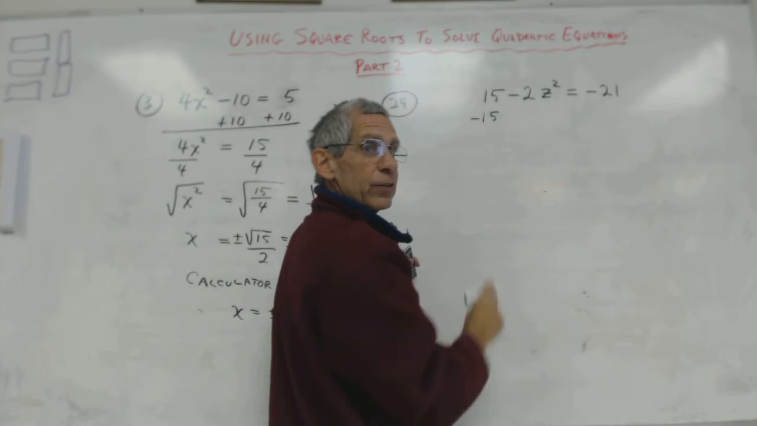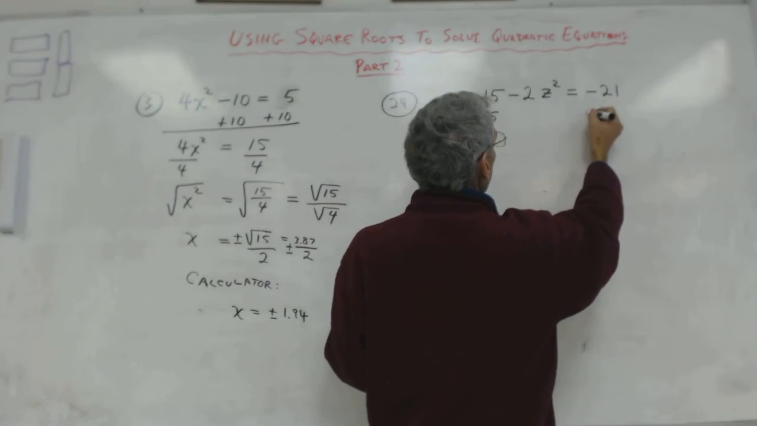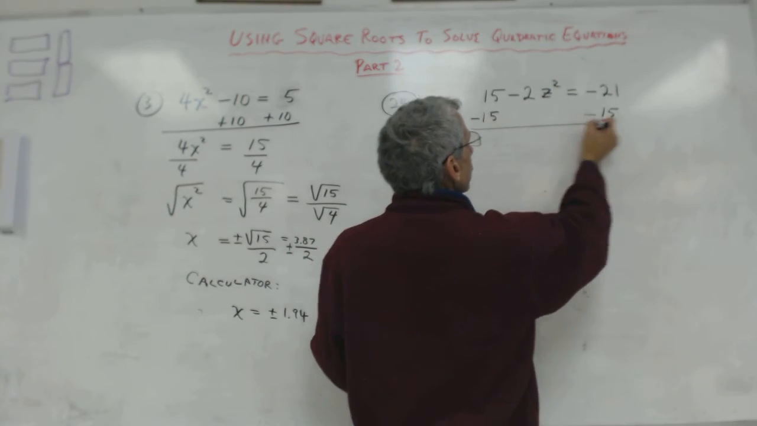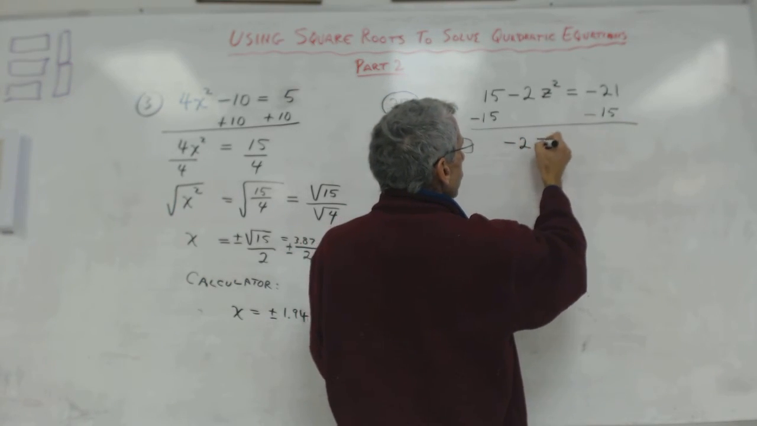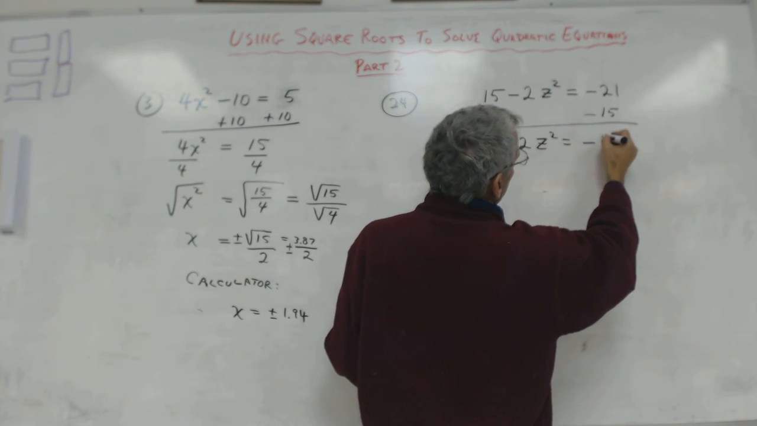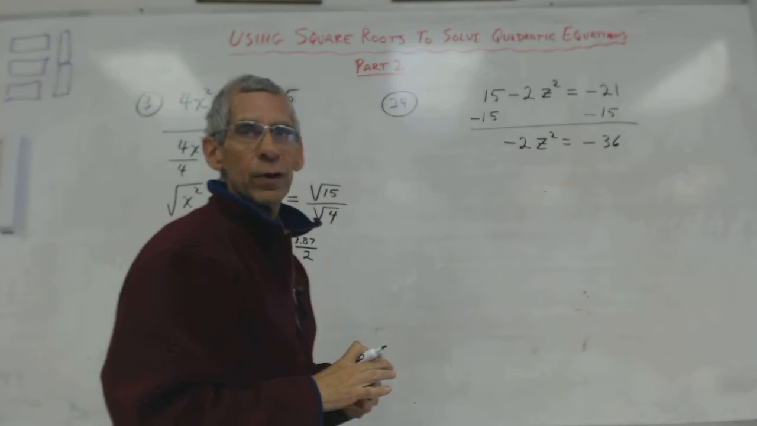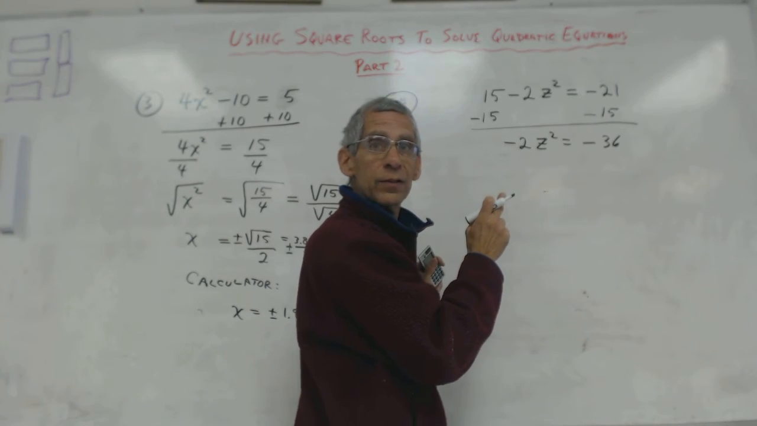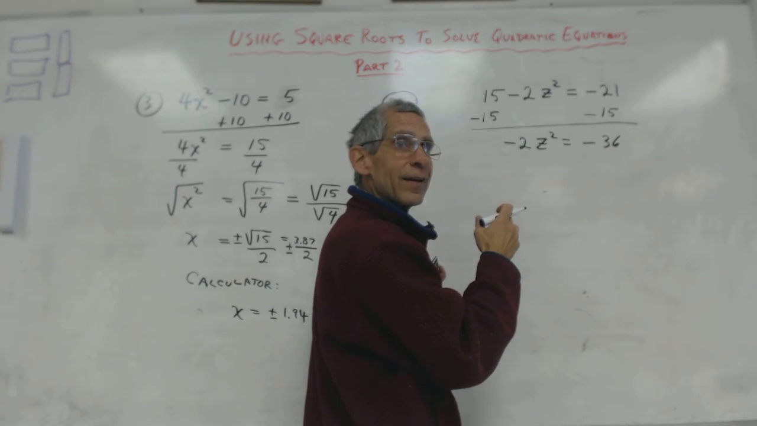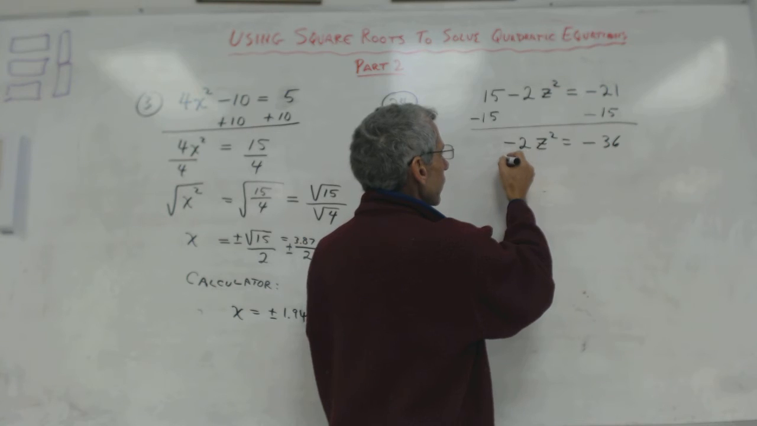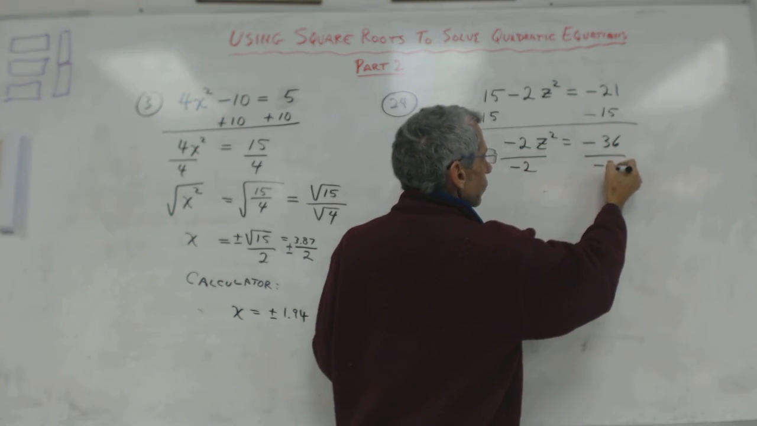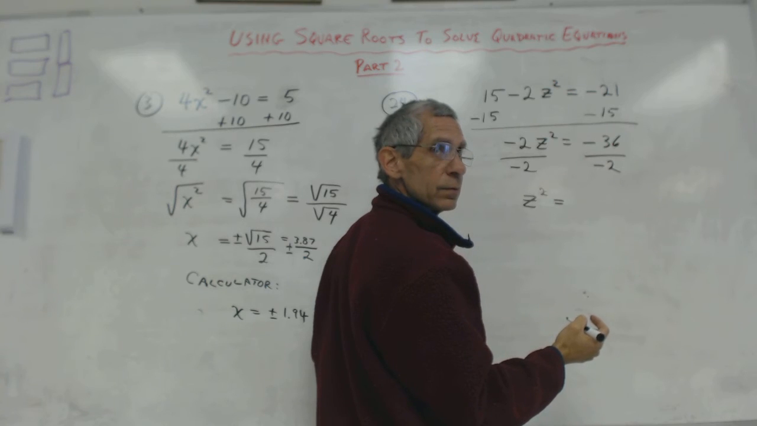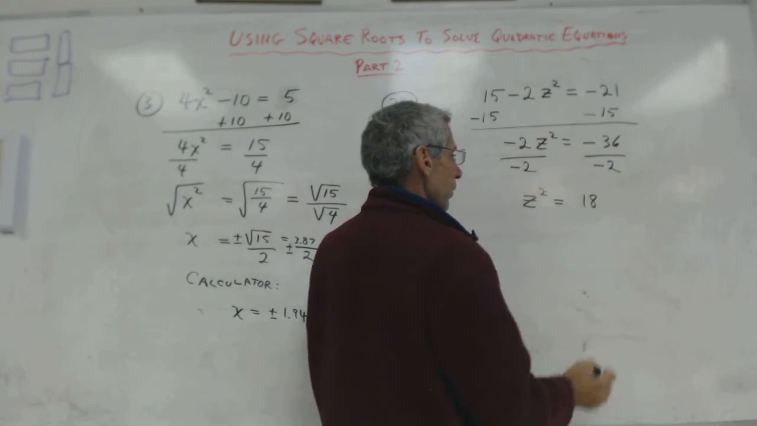But we still have to get rid of that 15, right? So I'm going to subtract 15. Okay, subtract 15, and that gives me -2z squared is equal to -36. Is that right? Yeah. Okay, now what would I do? Divide by -2, not just 2. That's a common mistake. A lot of people will just divide by 2, and then they still have that -z squared. Divide by whatever's in front of the z squared, which is -2. Then you have z squared is equal to positive 18.